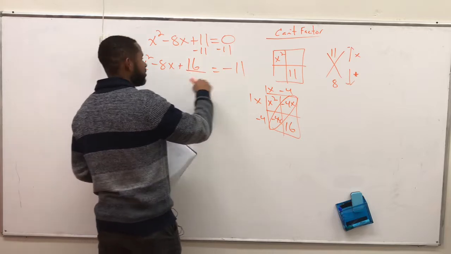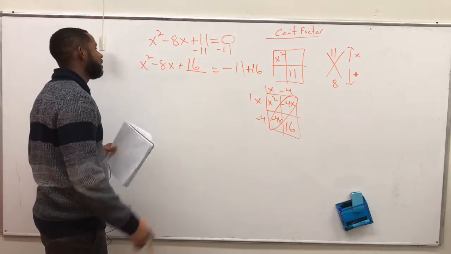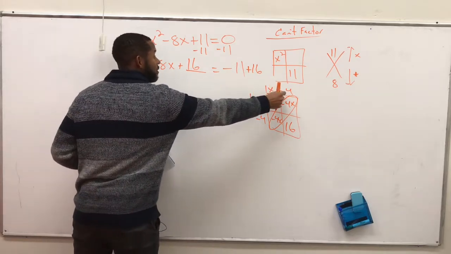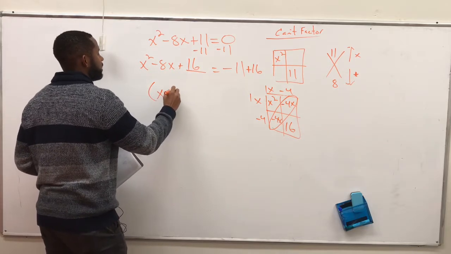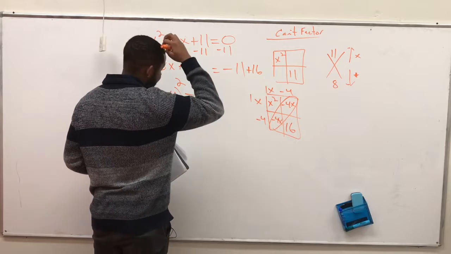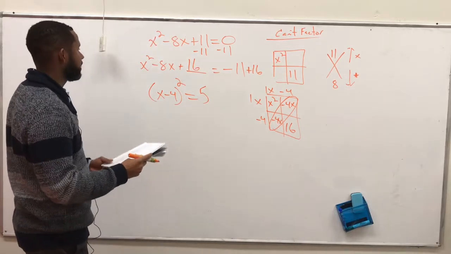And again, I can't just write 16 here without putting a 16 over here. I have to keep my algebra right, I have to keep balanced. So again, we just found out that my two factors are x minus 4 times x minus 4. So it's really x minus 4 squared equals what? Negative 11 plus 16 is 5. Yep, I'm on the right track.